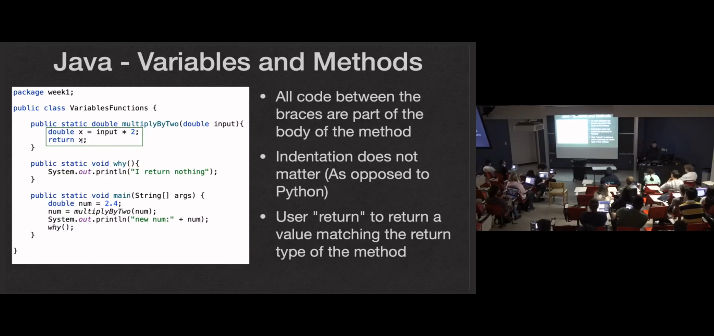So the return type has to match whatever we're actually returning. And this will get a little more complex when we talk about conditionals. If I have multiple paths to multiple return statements, every single path through that method has to result in returning a value matching the return type.